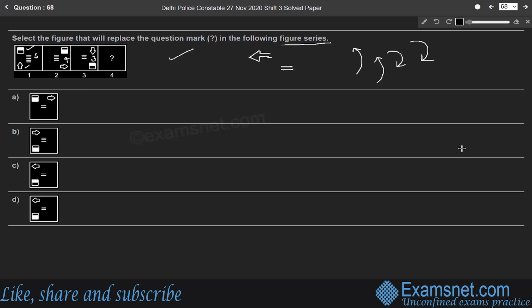Come to the third image, that is the square shaped image. The position of the square shaped image is moving in the clockwise direction. So in the fourth figure, the position has to be the bottom left corner. And the shaded part: in the first figure, the upper part of the square is shaded. In the second figure, the lower part of the square is shaded. In the third figure, again the upper part is shaded. So in the fourth figure, the lower part has to be shaded like this, right? Therefore, option D is the right answer.